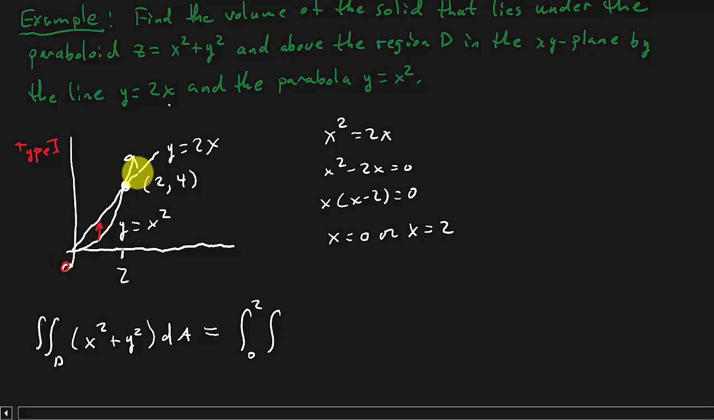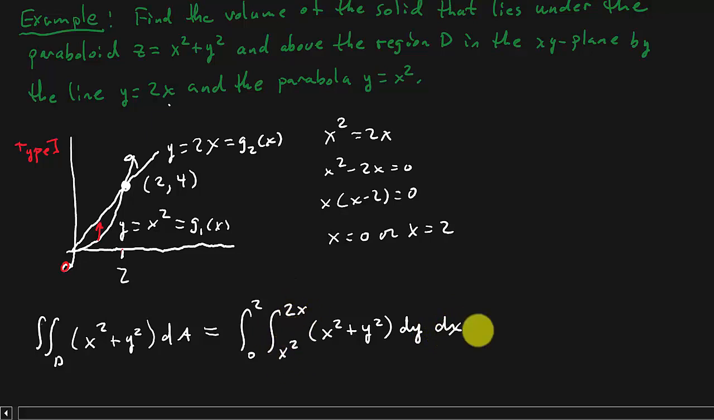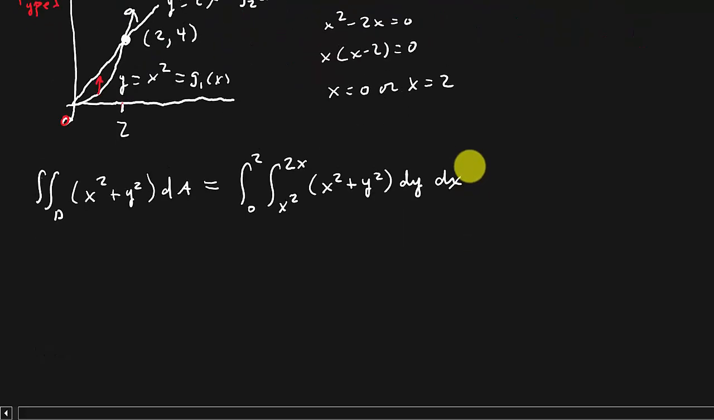Okay, so this one's on bottom. So this one is g1 of x. And this one, see how it's on top? This is g2 of x. And so we're going from x squared to 2x of x squared plus y squared, and then it's dy dx. See how the x is right on the inside here? We're integrating with respect to y first. All right.